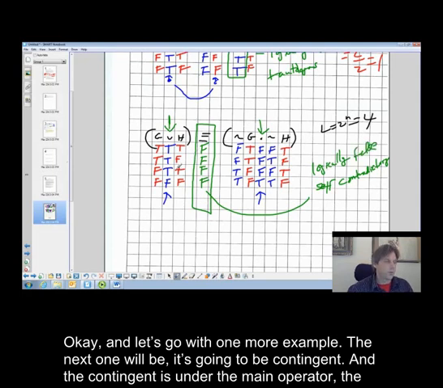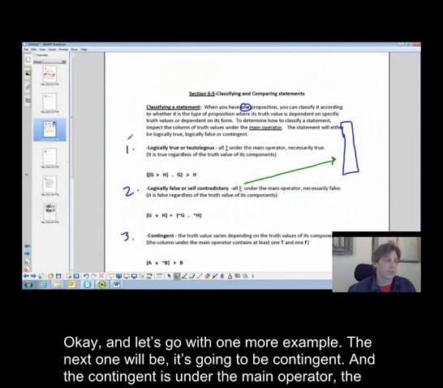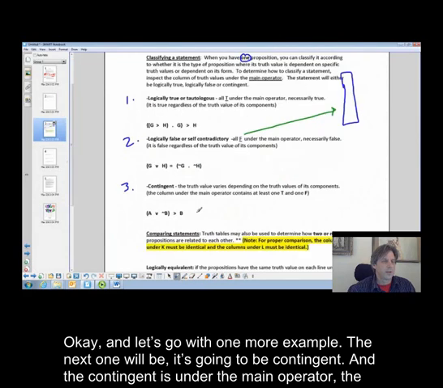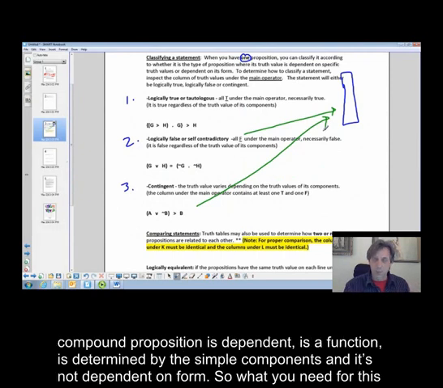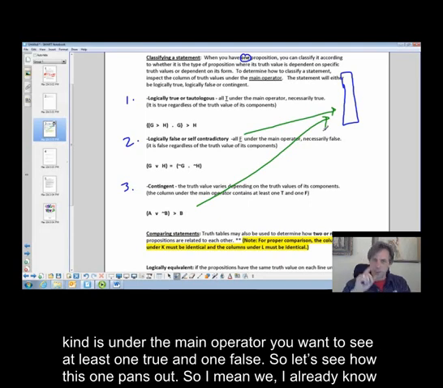Okay, and let's go with one more example. The next one will be, let's go back up here, it's going to be contingent. Okay, and the contingent is under the main operator. The truth value, you're going to have at least one true and one false, and this means that this is a proposition whose overall truth value of the compound proposition is dependent, is a function, is determined by the simple components, and it's not dependent on form. So what you need for this kind is under the main operator, you want to see at least one true and one false. So let's see how this one pans out.